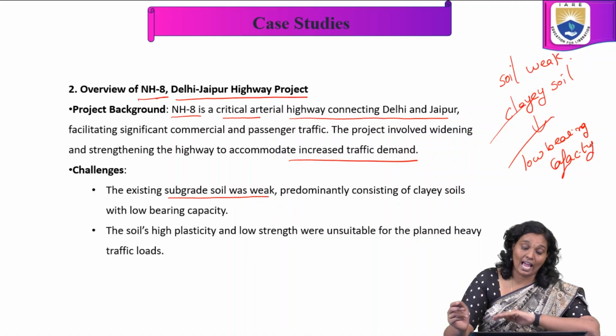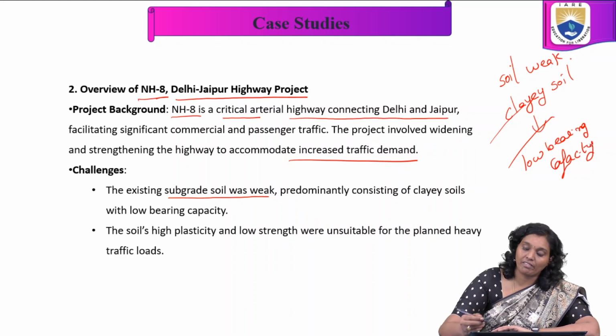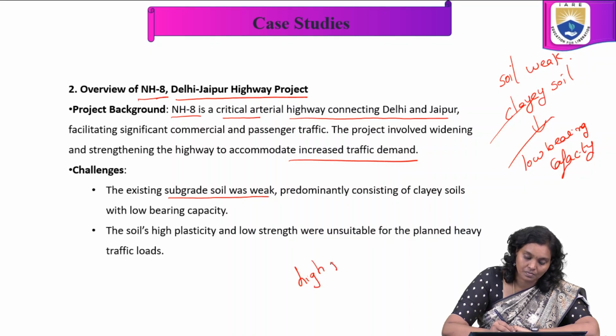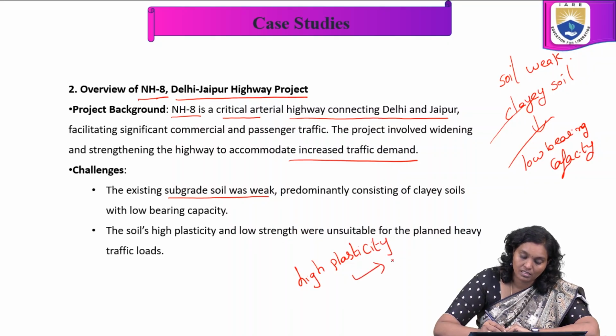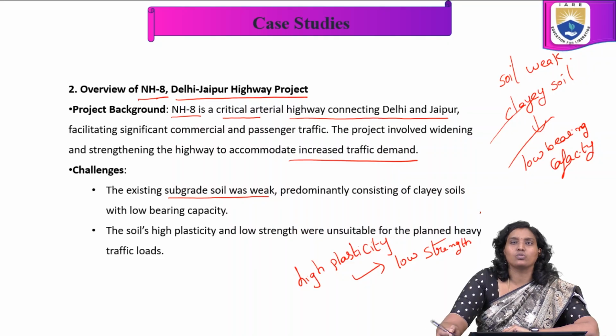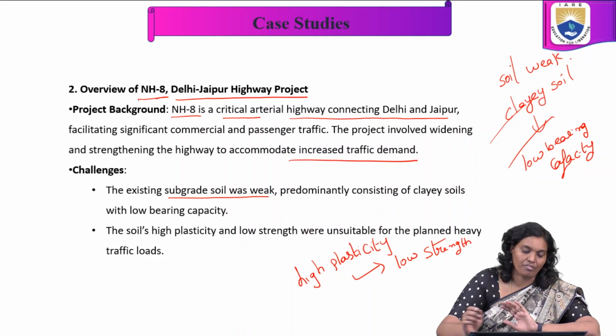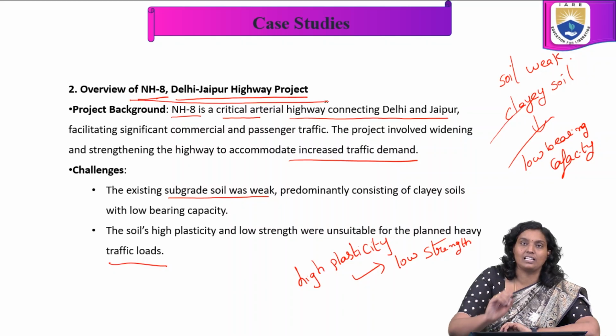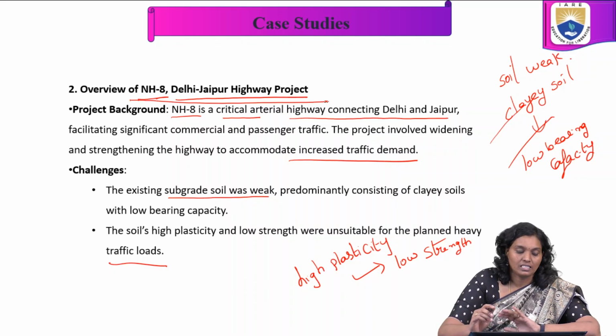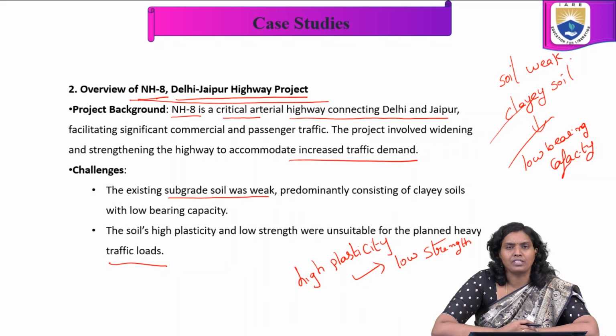The soil also has high plasticity, which is one more challenge, and it leads to low strength, so it is unsuitable for the planned heavy traffic loads. These are the challenges we are going to face in this Delhi-Jaipur highway project. This is the overall view of the project.